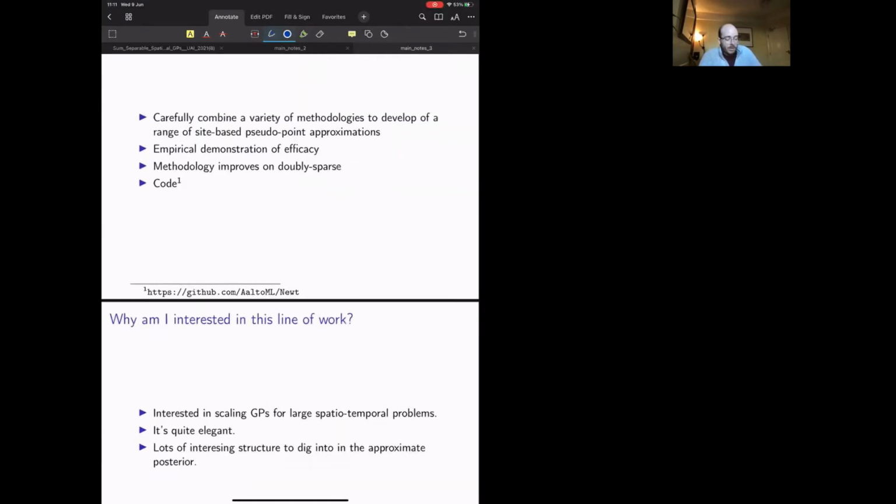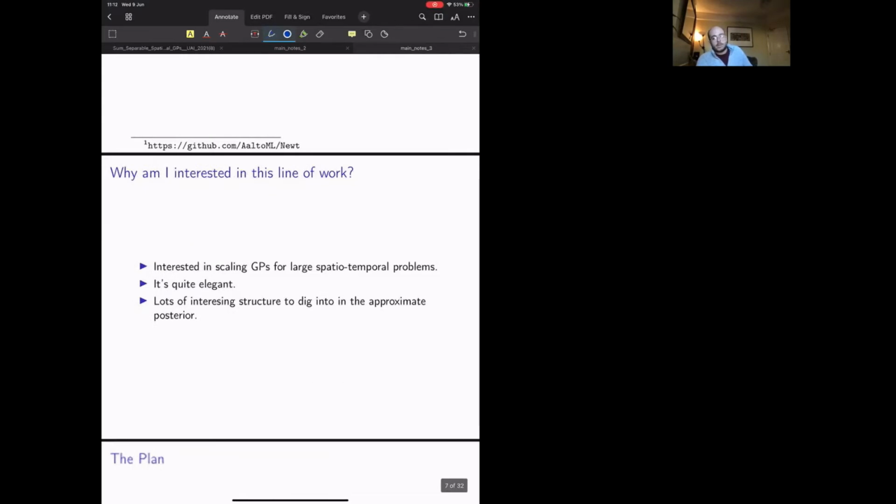So I'm interested in this line of work just because I do lots of stuff with GPs, and this is interesting to me. I really like the setup above. It's really clean and quite elegant, and the upshot is that there's lots of structure to exploit, and you actually can do stuff with it.